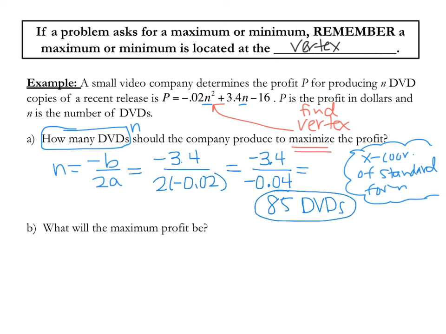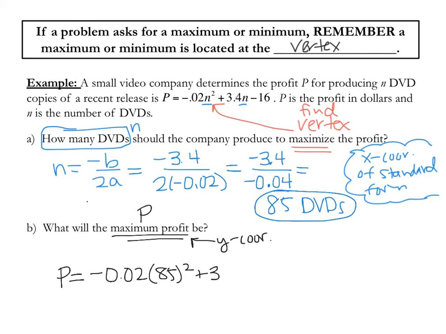And then they want to know what the maximum profit is. So if I read that carefully, the maximum profit is going to be asking us to find P. Well, that's like asking us to find the Y coordinate. So this is just the Y coordinate right now. How did we find the Y coordinate in standard form? We plugged in X. So you just have to take the answer from that first part, from part A, to find part B here. So I'm trying to find P. I'm going to plug in 85 as N, and it's going to give me what the maximum profit should be.